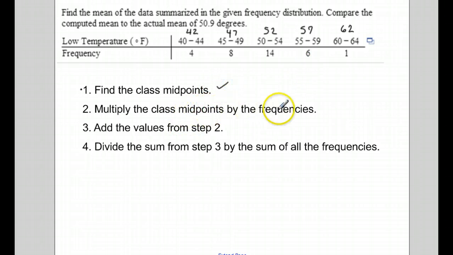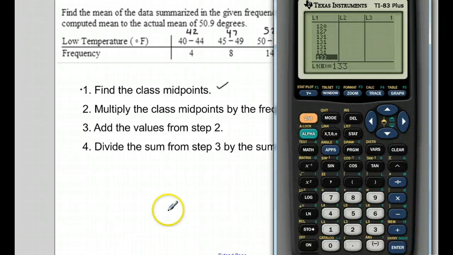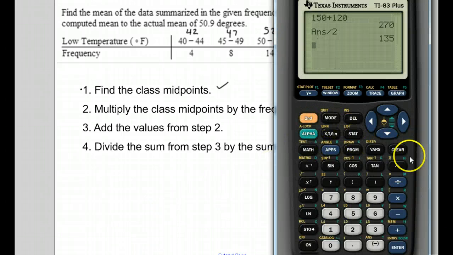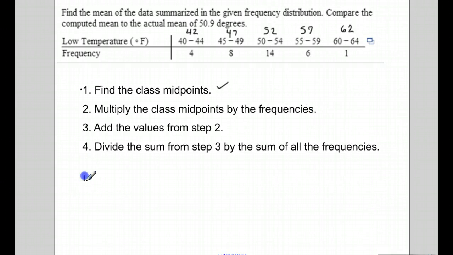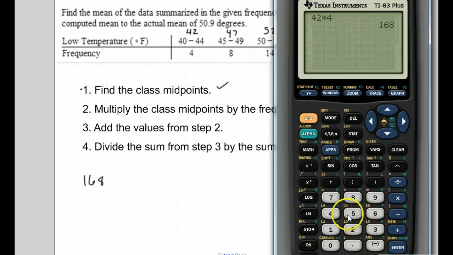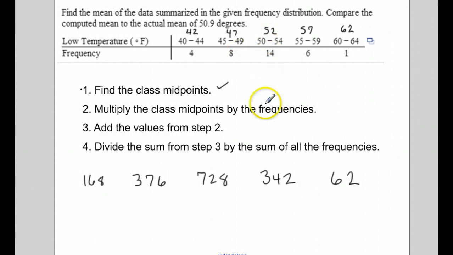Now, multiply the class midpoints by the frequencies that are associated with those classes. So what I do here is 42 times 4, that's 168. 47 times 8, 376. Then 52 times 14, 728. 57 times 6, 342. 62 times 1 is 62. Okay, I got those done.